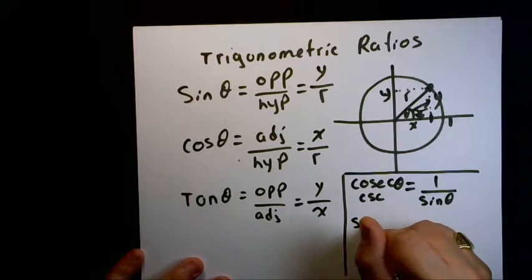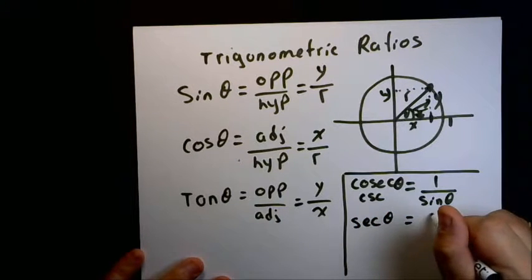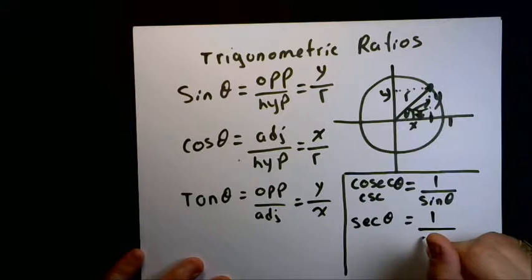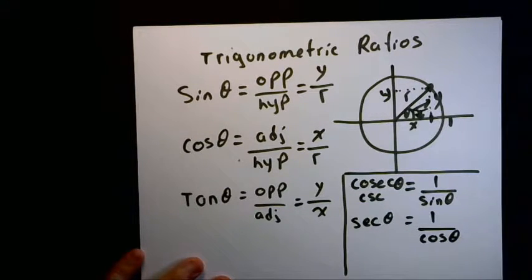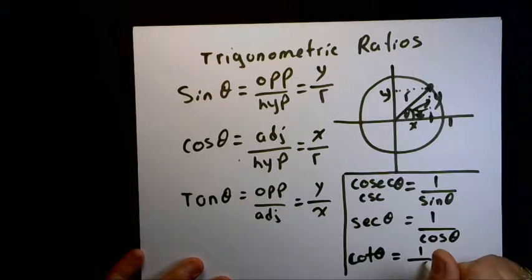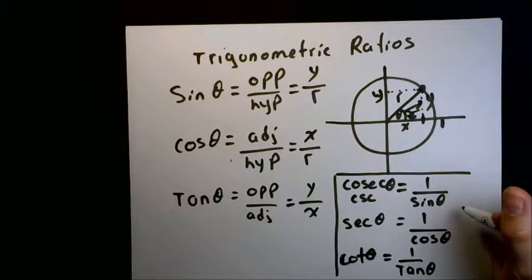Secant theta equals 1 over cosine theta, and cotan or COT theta is equal to 1 over tan theta. Now, all we did to get these is flip over the other ones.